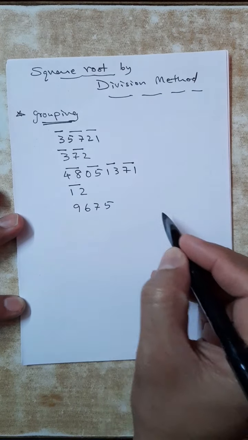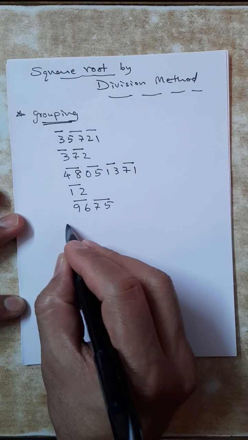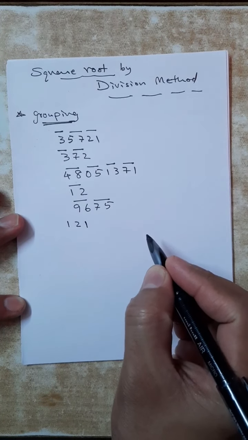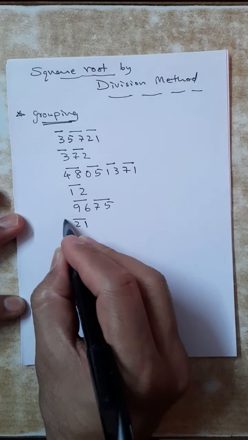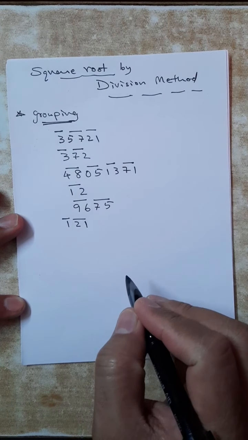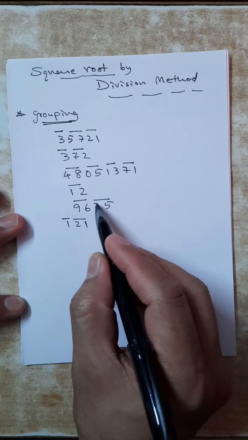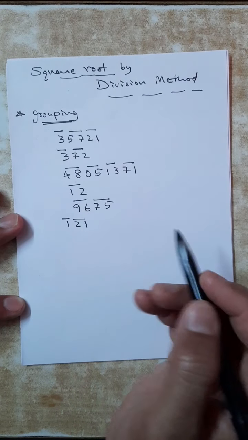12 means only one group. 75, 96. 121: 21 is a group. 1 alone, another group. So this is a procedure. That means from 1's place we are starting. 1's and 10's together 75 one group, next to another group.